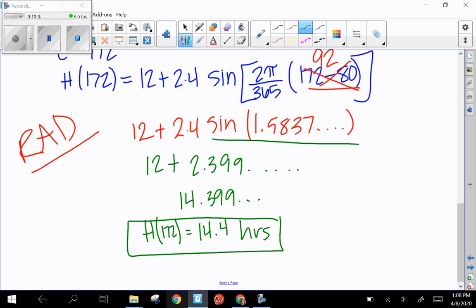All right, that finishes section 5.4 there, gets us through our periodic functions and our applications, and we're going to do more with those periods when we do our graphs in section 5.5. Thanks, guys.